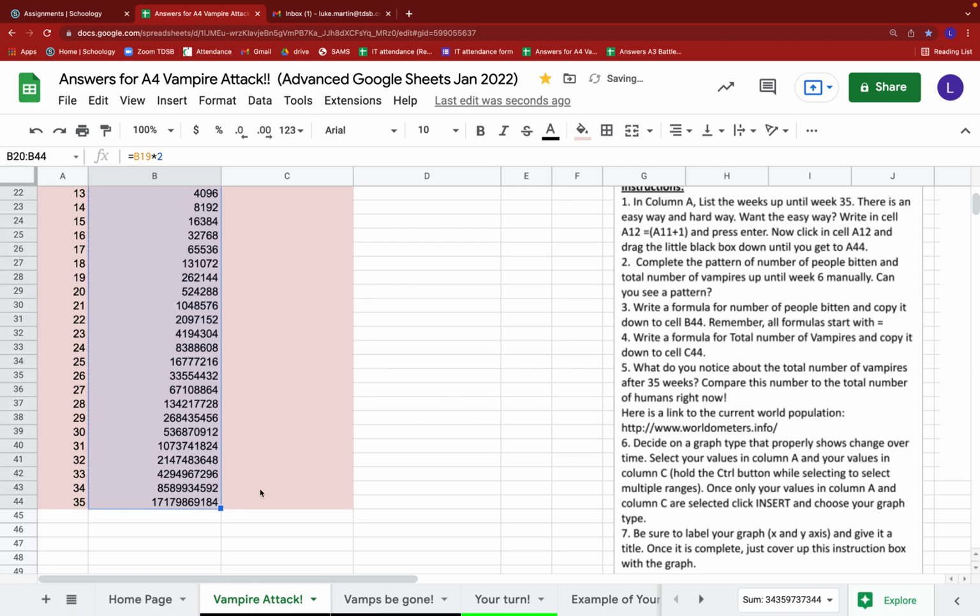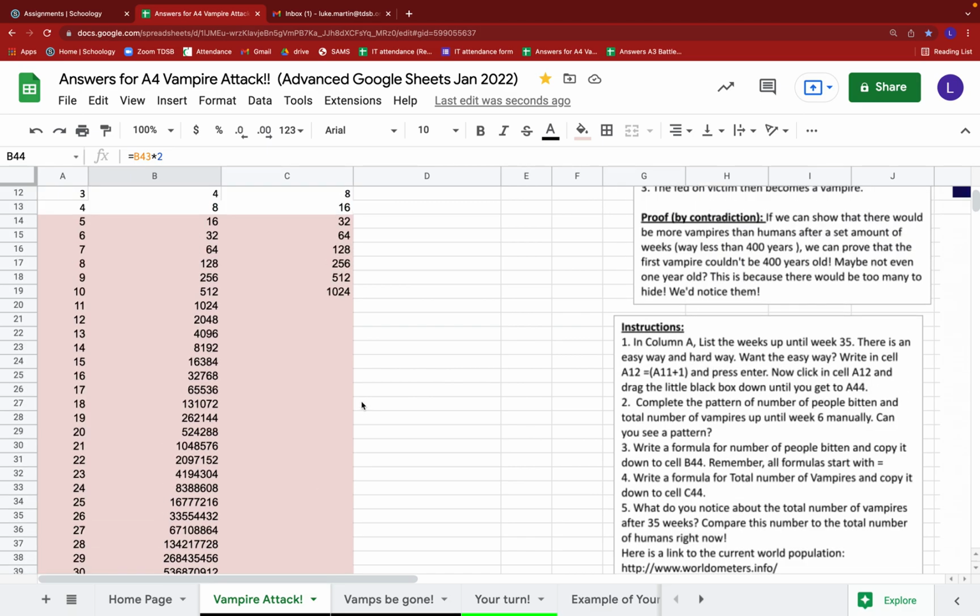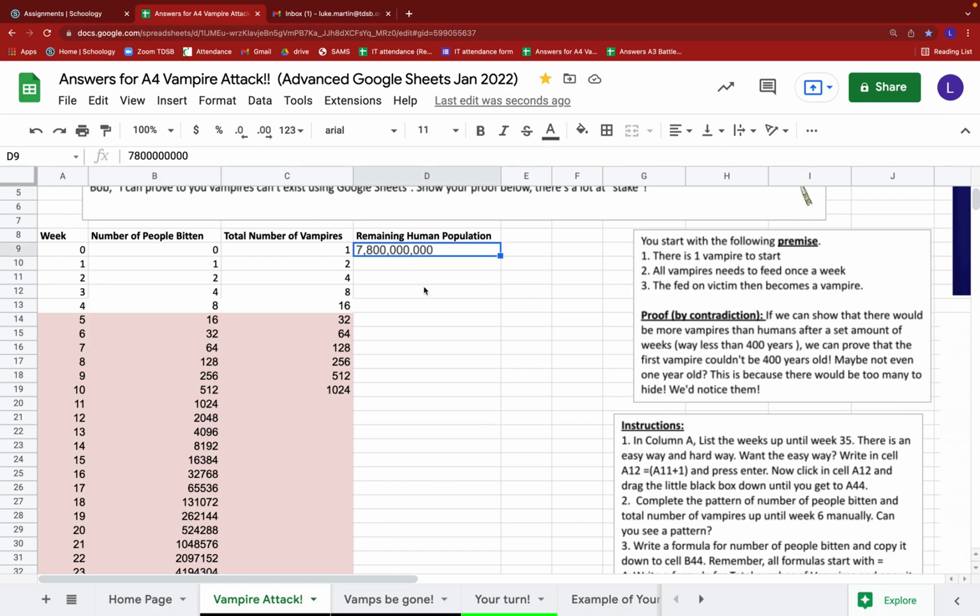Wow, okay. So we have 17.2 billion people bitten at the end of week 35. 35 weeks is not even a year. So in less than a year, there's 17.2 billion people bitten by vampires. We kind of already have our proof, because there's no way that that could happen considering that the world population is 7.8 billion. The vampires would have run out of food. They would have started to die off after not having a food supply.